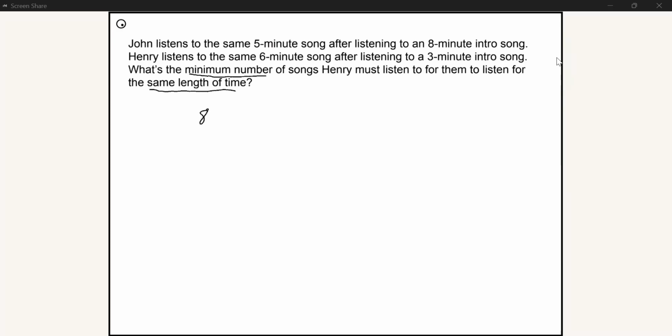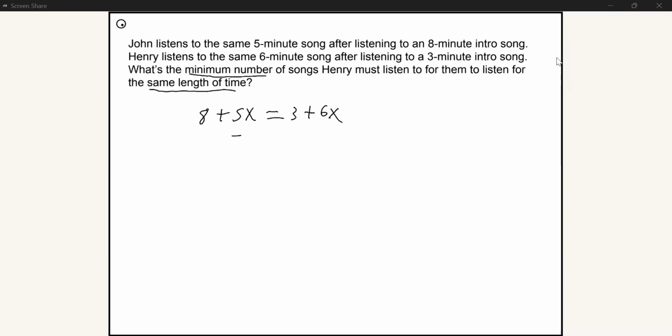So let's make an equation for John. He starts with 8 minutes, and then after that, the same song, we'll call that 5x. And then let's do it for Henry. He starts with a 3-minute song and then does a 6-minute song at the same time. And then we're setting them equal to each other because we want to see when the length of time is equal.